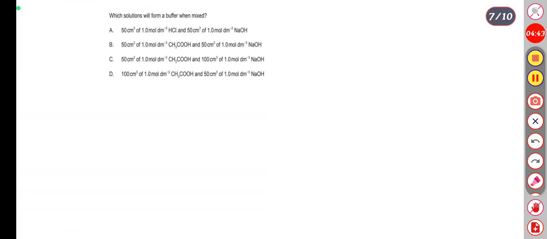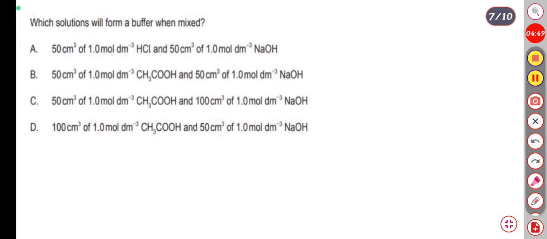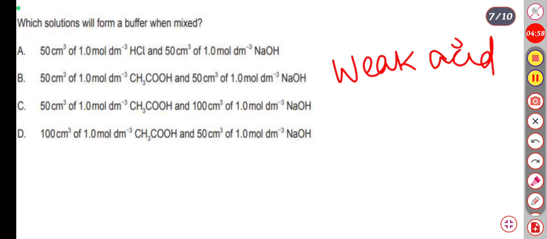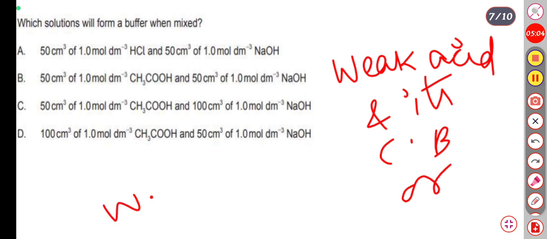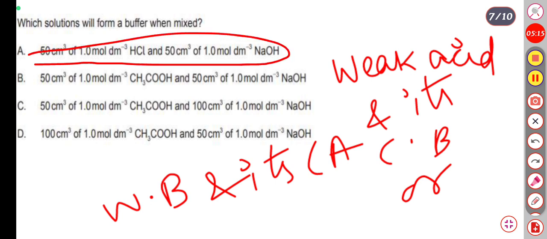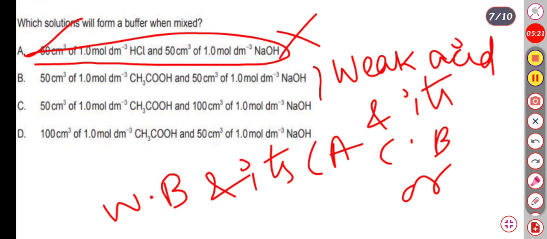Next question is about buffer solution. Which solution will form a buffer when mixed? A buffer solution is formed by a weak acid and its conjugate base, or a weak base and its conjugate acid. Here, the first option is equal volumes of strong acid and strong base, completely neutralized, so it is not forming a buffer solution. All the three other options are combinations of weak acid and strong base.